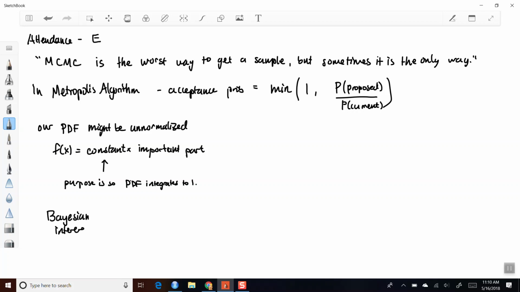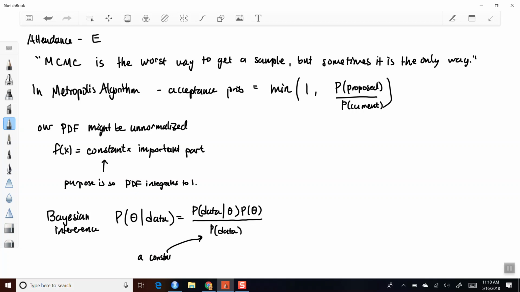Especially in something like Bayesian inference, we have the probability of some parameter theta given the data, and we say this is equal to the probability of the data given theta times the probability of theta, so the likelihood times the prior, divided by the marginal. And this value in the marginal is a constant, and it's often difficult to compute. Okay. So this constant, the probability of the data in the bottom, that part is difficult.